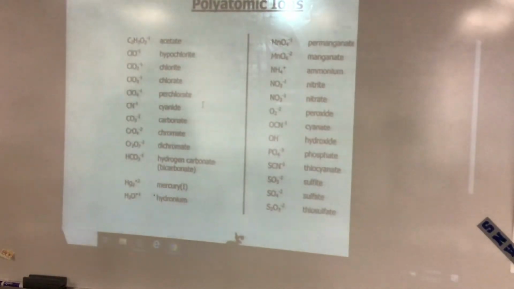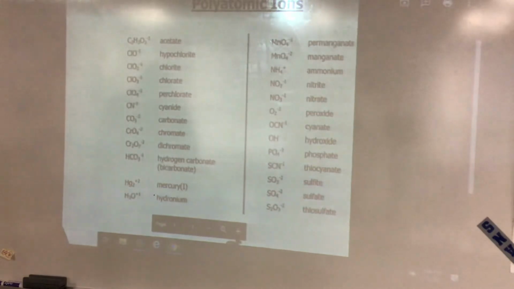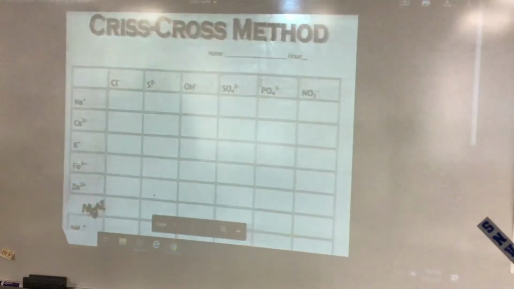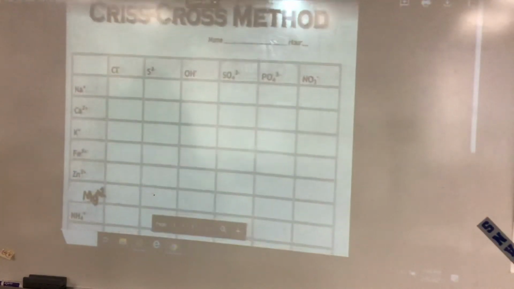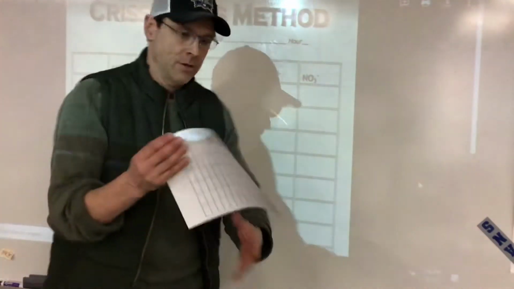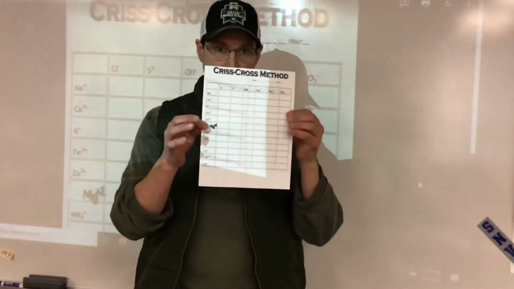So I'm going to go to my drive, and I'm going to click on my crisscross sheet here, okay? Obviously it's not putting it completely up there on the board, but the sheet that we uploaded will look just like this, okay?